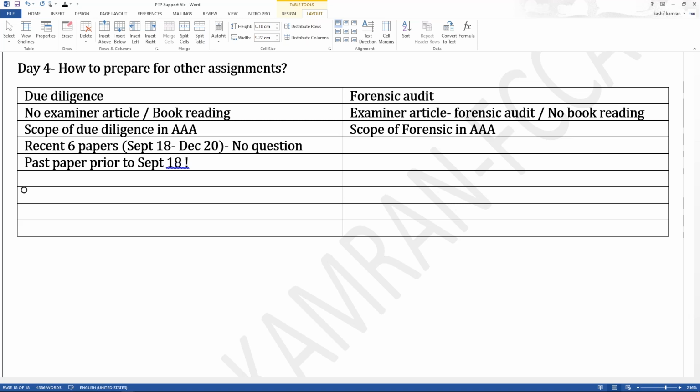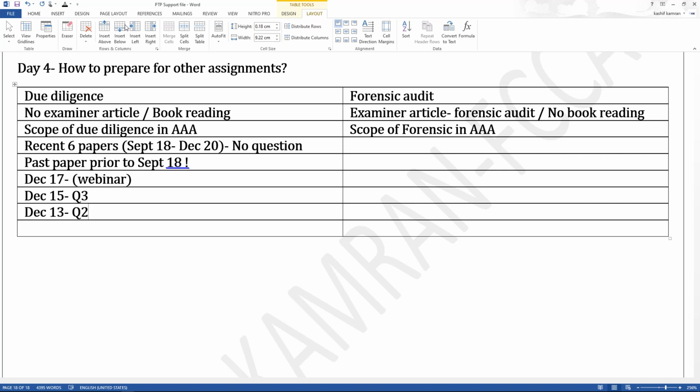Now, the very earliest paper on due diligence was in December 17, which I will be doing today in the webinar. But after this, if you go back, you will find a question on due diligence in December 15, and it was question number 3. Then you go back and you find a very good question in the December 13 exam, question number 2. And I would believe you should stop here. No going back further. But you have to do the 3 December papers: December 17, December 15, December 13.